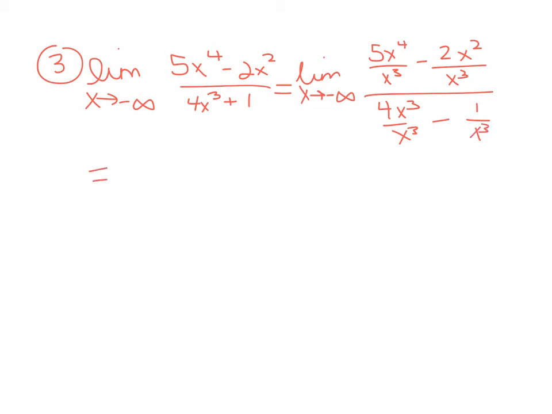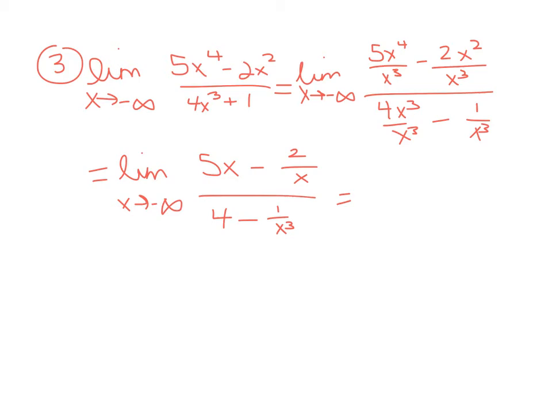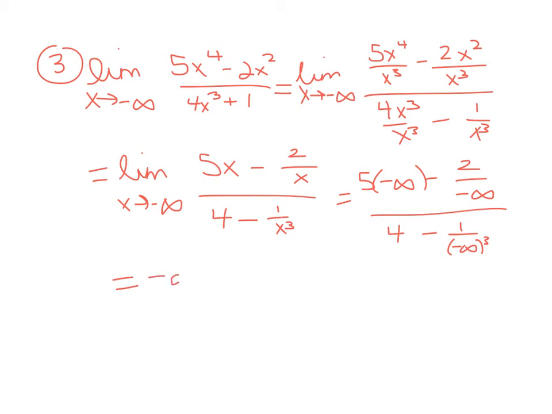So then I'm going to simplify it out. We get this right here. So now I'm just going to go ahead and try to substitute in that negative infinity. So I get 5 times negative infinity minus 2 over negative infinity over 4 minus 1 over negative infinity, and that would be cubed. So it's kind of like I got negative 5 infinity. Well, if you take infinity and multiply it by 5, you're going to get infinity. So I'm just going to leave that as negative infinity in the numerator.